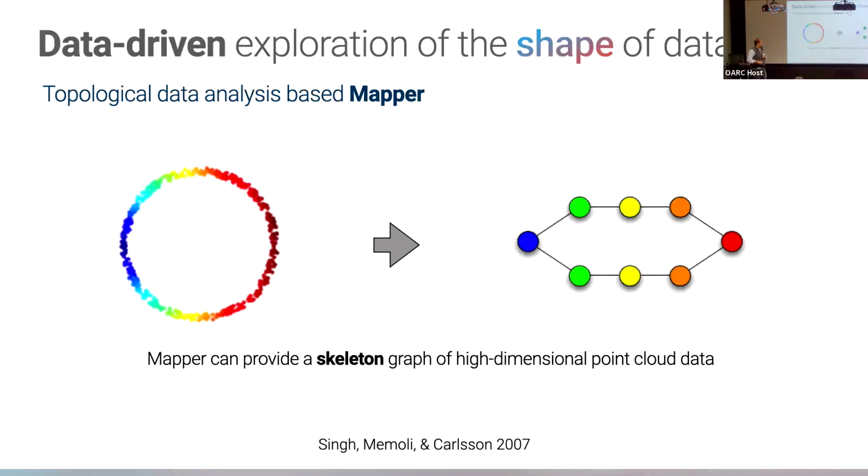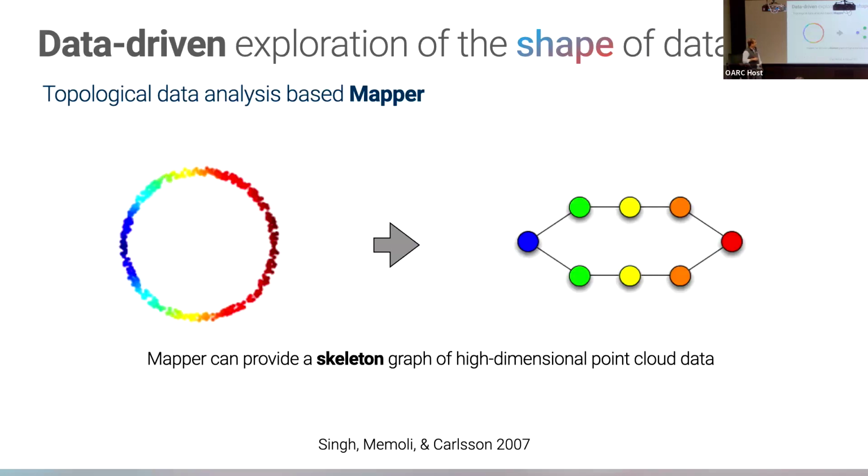One method, there are many methods. Under the umbrella term of TDA, topological data analysis, there are many methods. One of them is called mapper. Basically, you're mapping data in some way. But there's another methodology, persistent homology. I'll talk about that in a little more detail in the afternoon if you're interested in that. But this talk is mostly about mapper.